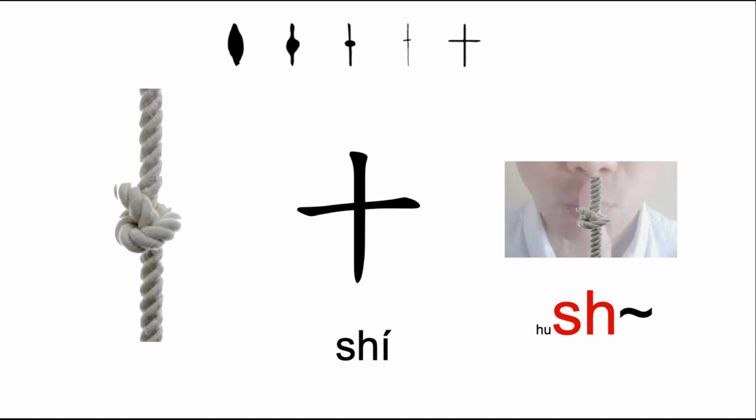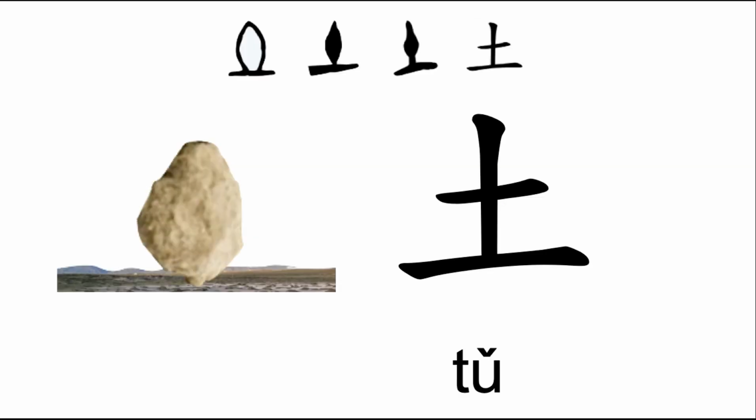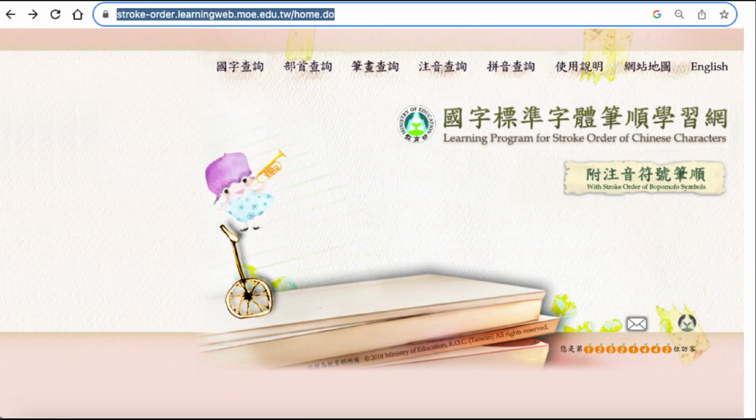In our previous lessons, we've already explained that the cross character derives from a knot tied in a rope, with the extension of that knot outward becoming a horizontal line. The same principle applies here with the earth chunk extending outward to form a cross shape, but we won't delve into further detail on that here. Now, let's dive into practicing how to write these characters.